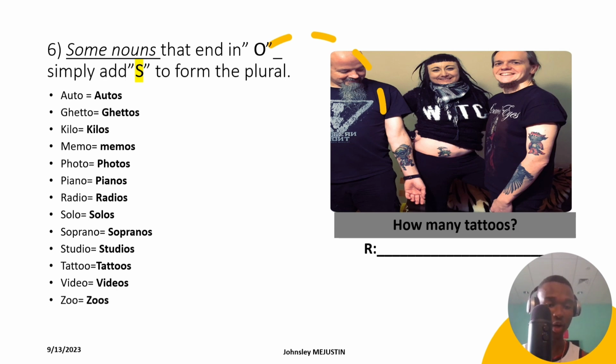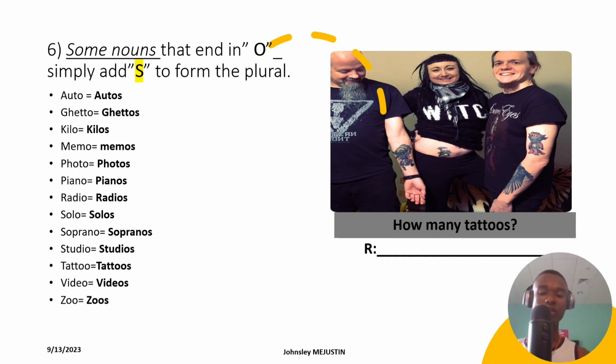Auto, autos. Ghetto, ghettos. Kilo, kilos. Memo, memos. Photo, photos. Piano, pianos. Radio, radios. Solo, solos. Soprano, sopranos. Studio, studios. Tattoo, tattoos. Video, videos. Zoo, zoos.